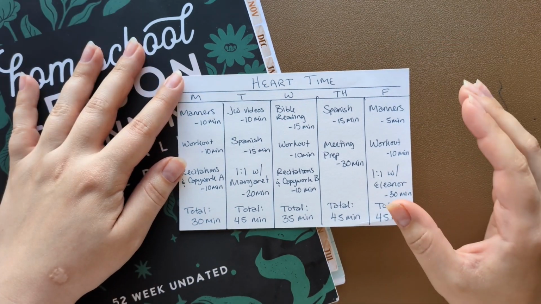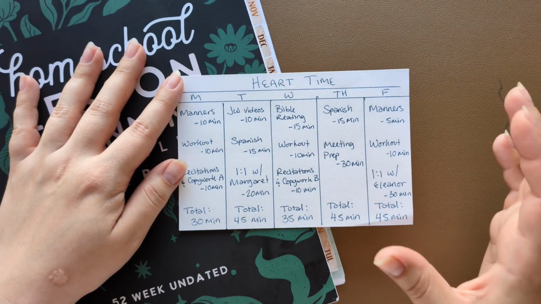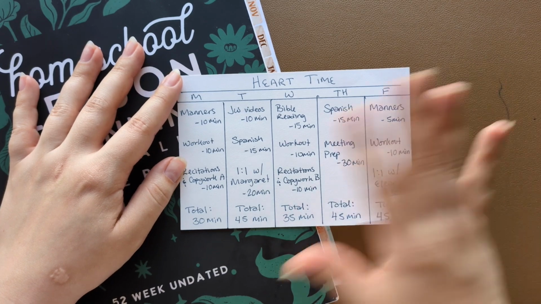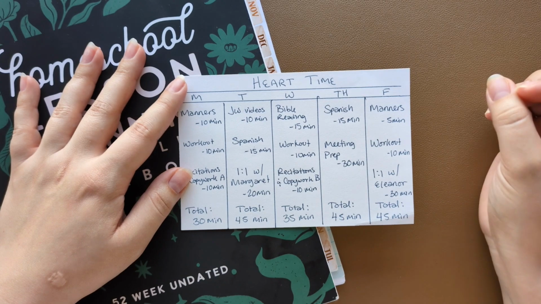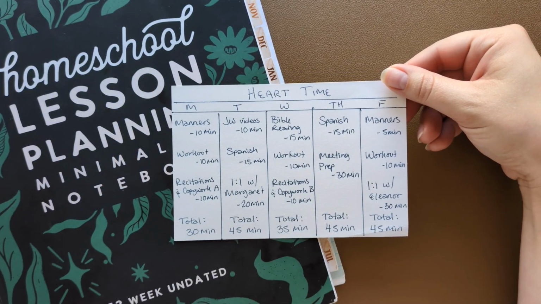Having this time block set aside for all these extra little small things that I want to make sure we're getting to consistently, it's really helped me a lot to actually plan this out and put it on paper. Then I don't really have to think about this much week to week because this lineup doesn't change.